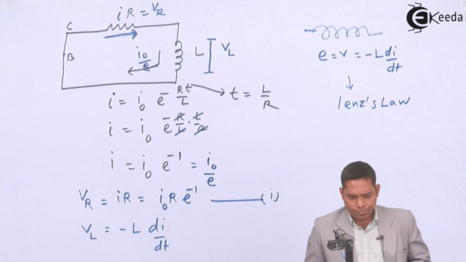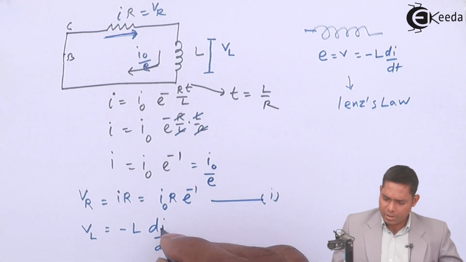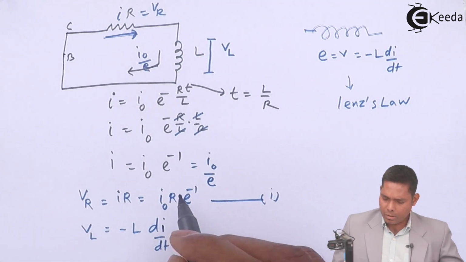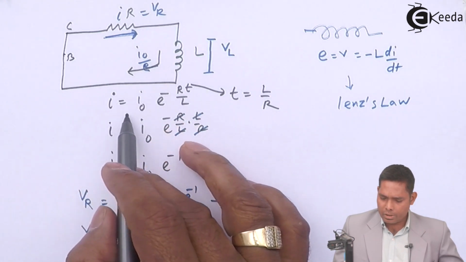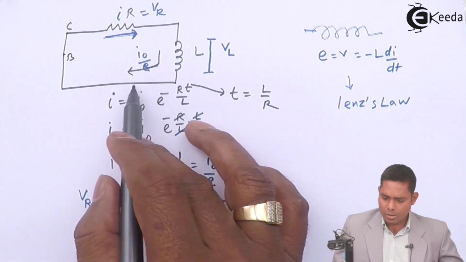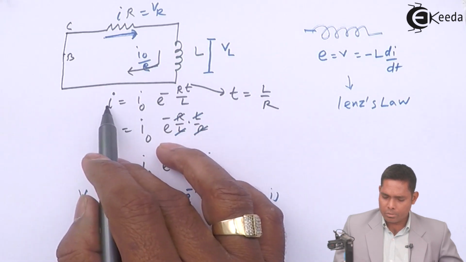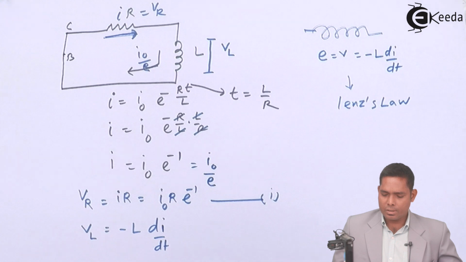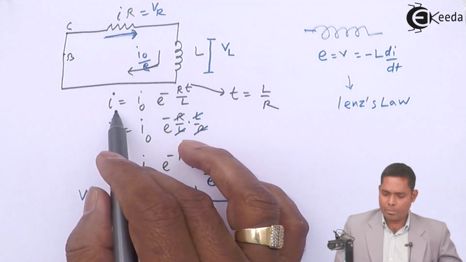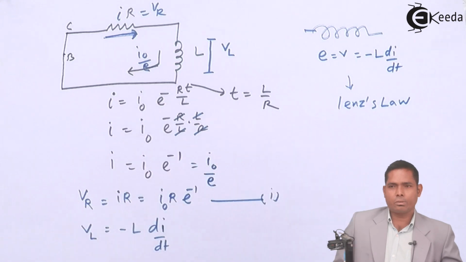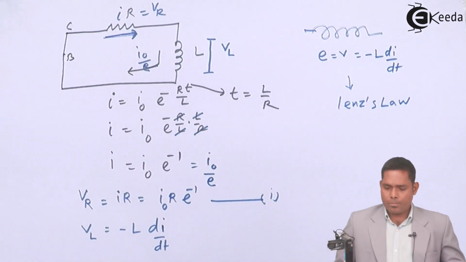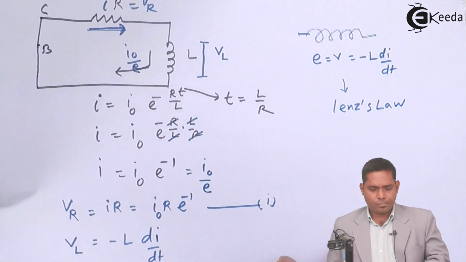Now I have this I equation, the instantaneous current equation, this value. I have to differentiate this I equation with respect to t. If I differentiate that, I'll get di over dt. If I get di over dt from here, then I'll multiply by minus L, and I'll get VL. So first of all, I have to differentiate this equation with respect to t. So let us do that.